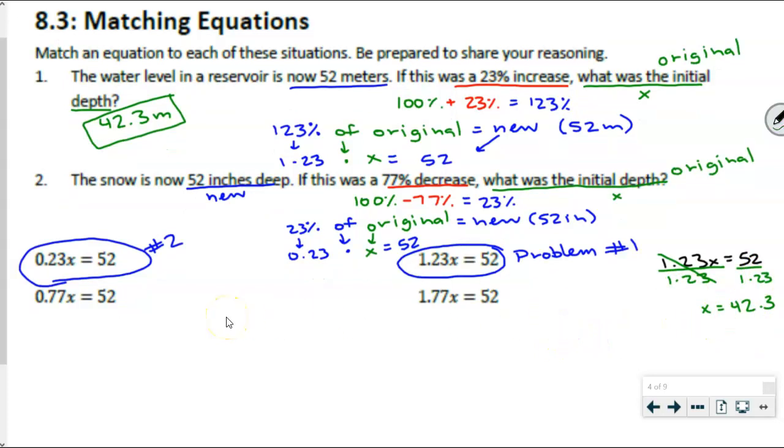So let's do this next one. Problem number 2, we use this equation, 0.23x equals 52. What is happening to x in this equation? Emily? Yes, it's being multiplied by 0.23, and I undo multiplication with division. Whatever I do to one side, I do it to the other side. And I end up with x equals, and I am typing into my calculator. Not waiting for someone else to do it, not waiting for me to write it up on the board, 52 divided by 0.23.